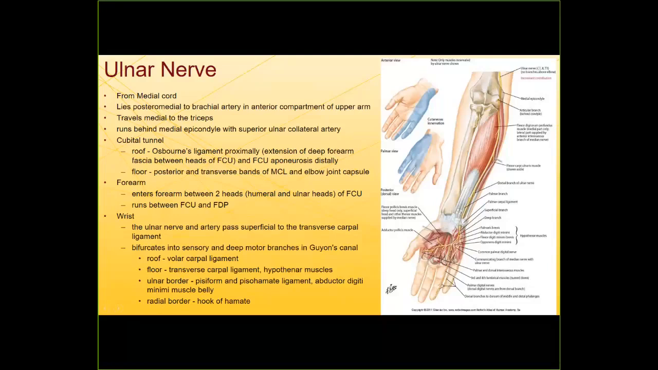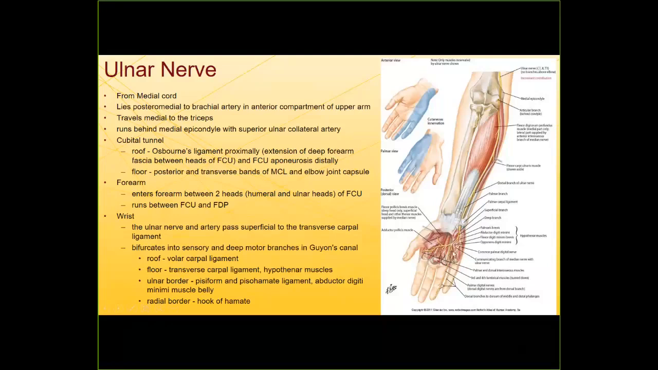Okay. The deep branch is motor, and the deep branch first comes over here and innervates our hypothenar muscles, right, which are also OAF, opponens digiti minimi, abductor digiti minimi, and flexor digiti minimi. Okay. And then after it's innervated those muscles, it's going to innervate the ulnar two lumbricals, so the lumbricals that go to the ring finger and the pinky. And then it's going to innervate all the interossei. It's going to innervate the dorsal and the palmar interossei.